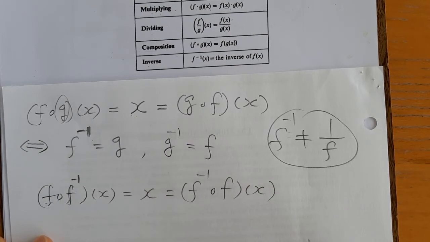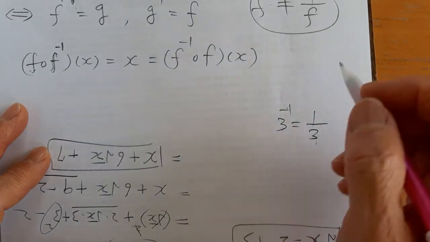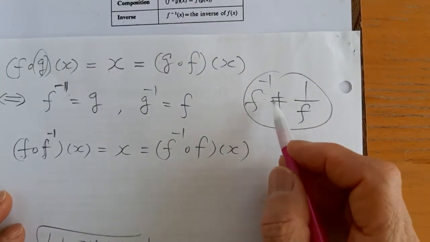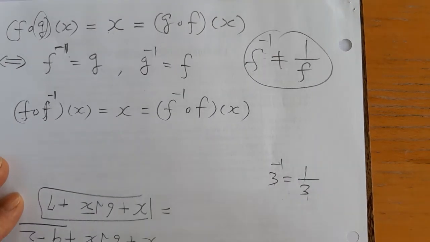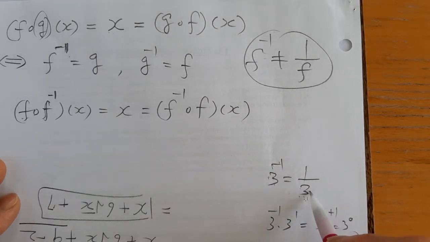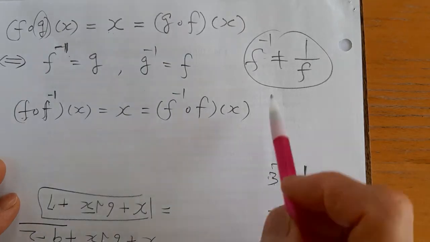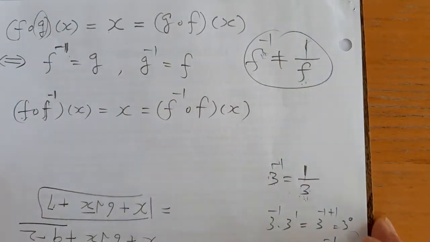3 inverse is 1 over 3, no problem. But f inverse is not 1 over f, because f is not a number. 3 is a number, and the two numbers multiplied together equal 1, since 3 to the power 0 equals 1. But for functions, the composition is not equal to 1. It's the identity function.